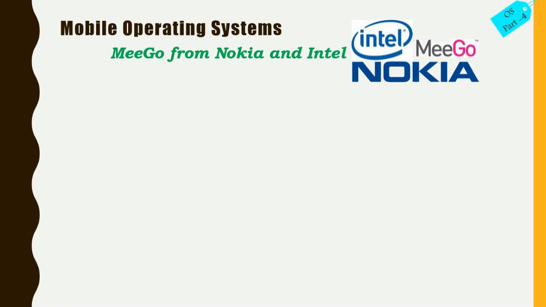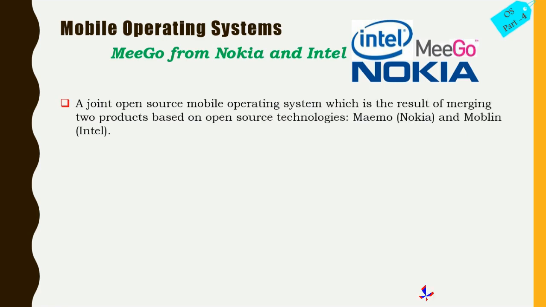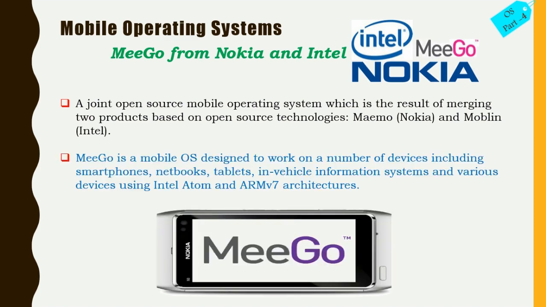The next mobile operating system is Meego from Nokia and Intel, a joint open source mobile operating system which is the result of merging two products based on open source technologies, that is Maemo from Nokia, and Moblin from Intel, and together they form one organization. Meego operating system is a mobile operating system designed to work on a number of devices, including smartphones, notebooks, tablets, in-vehicle information systems, and various devices using the Intel Atom and ARM version 7 architectures.